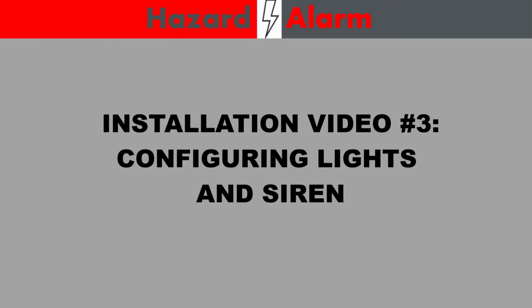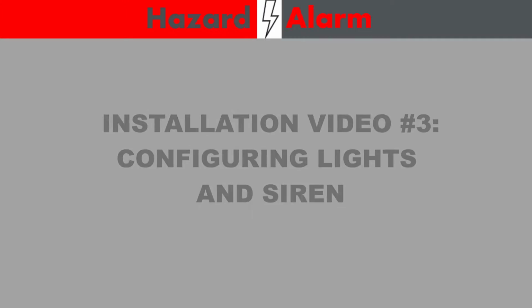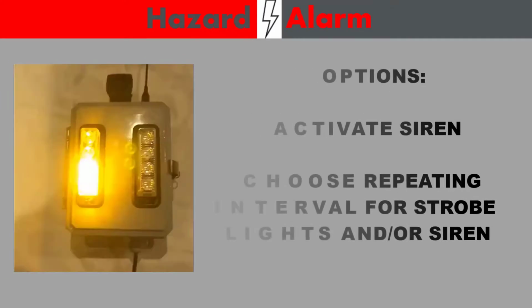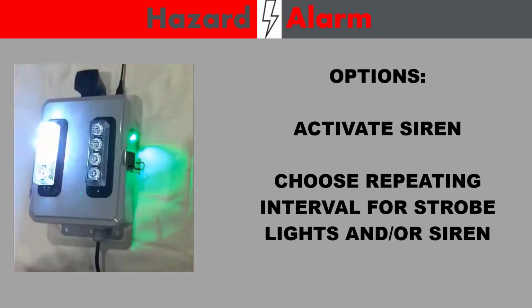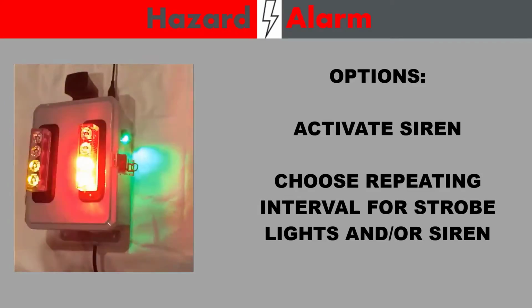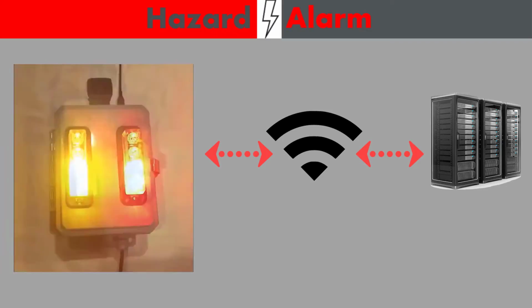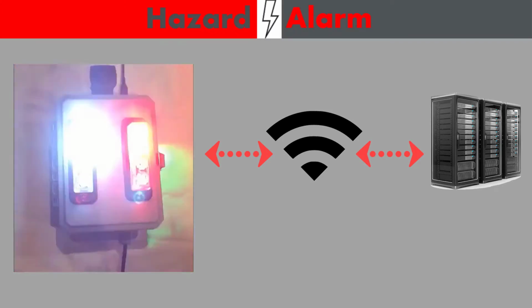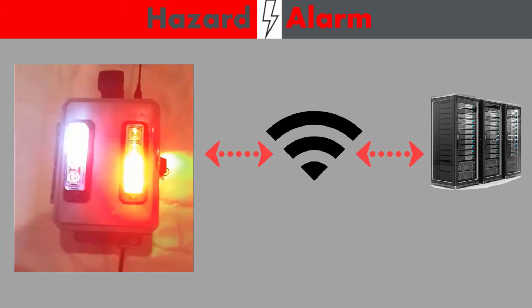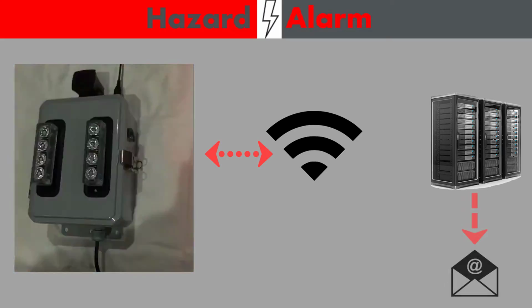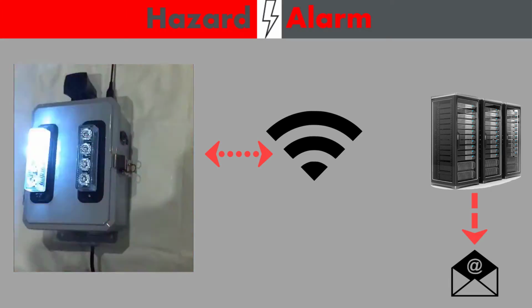Once the hazard alarm is in its permanent location, you can test it and configure the siren to activate, as well as choose a repeating interval for the strobe lights and/or siren. Additionally, the hazard alarm is continuously logging activation events and communication with the hazard call server. In the event communication is lost, the hazard call server can send an email notification.